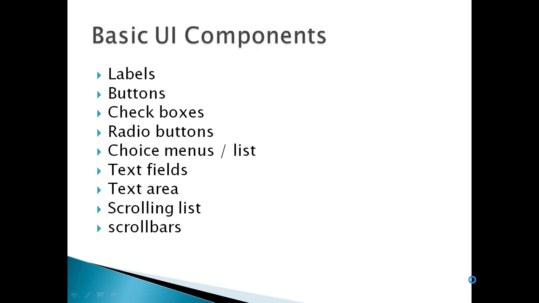From these basic UI components, in the second lecture we completed labels, buttons, checkboxes, radio buttons, choice menus, and list. These controls we have studied, and these are called the AWT classes. Today we are going to study text field, text area, scrolling list, and scroll bars.